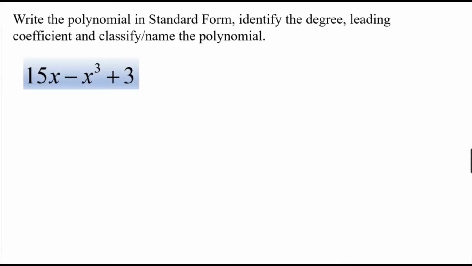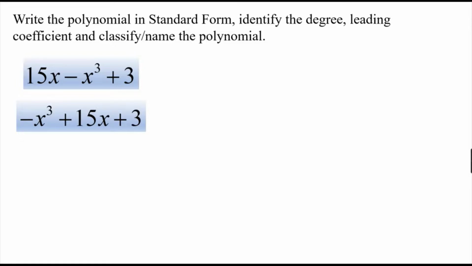Let us try to understand further by identifying the degree, the leading coefficient, and classifying the name of the polynomial given below. 15x minus x cubed plus 3. Now, observing, this is not yet in its standard form. To rewrite this, we would need to write the negative x cubed first, followed by 15x plus 3. From cube, we don't have any square there. It is followed by just simply 15x and then the constant term 3.